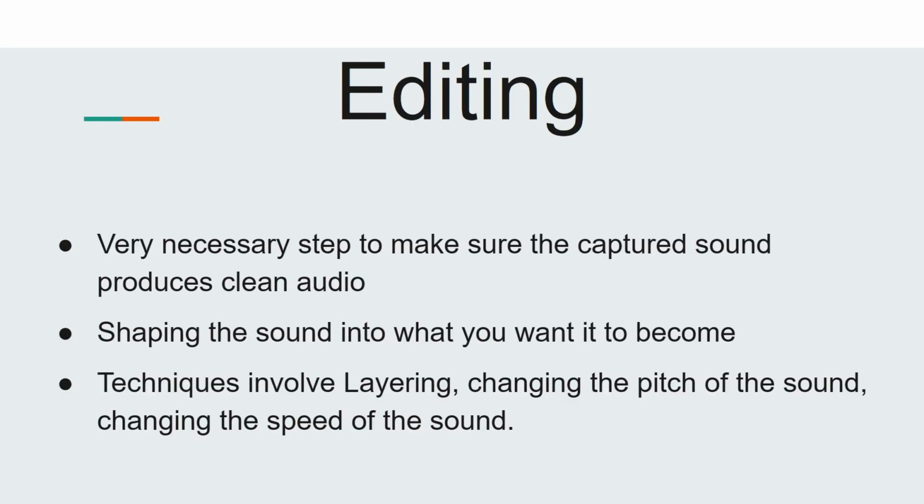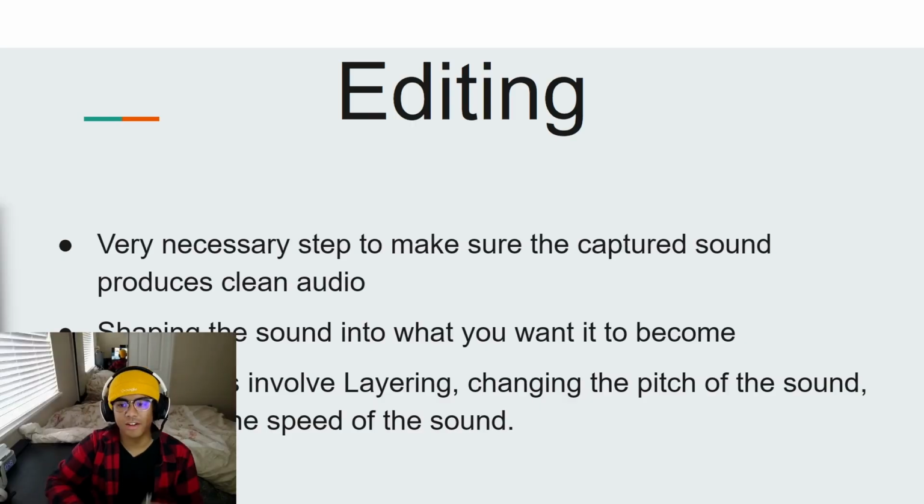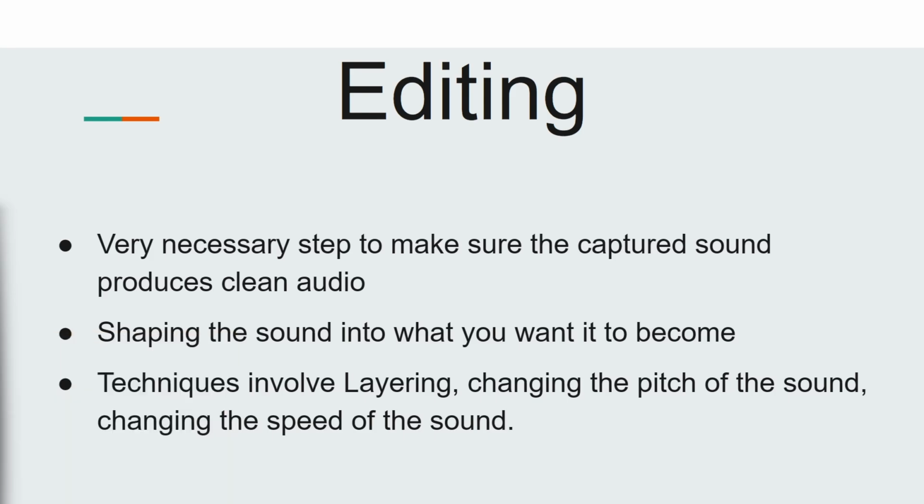After you've ensured that your sound is clean, you could then trim it to the right size, and then you could start shaping it into the sound you want it to become. So there are techniques, for example, a technique called layering. It's where you combine multiple sounds into one. For example, in one of my songs, I combined the sound using scissors and using that sound. Then there are other techniques such as where you could change the pitch of the sound, and you could even change the speed of the sound.